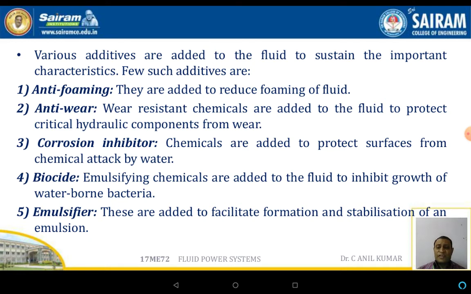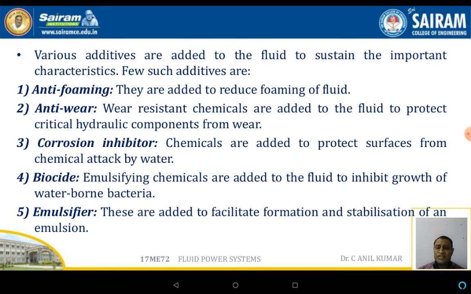As you know, the fluid we use in the system will be under high pressure, under working conditions, and in circulatory motion in a closed loop system. As the oil starts moving, there is a chance of foams forming. These foams should be removed or minimized, and if air bubbles start entering the system, the efficiency of the system automatically comes down. The anti-wear, wear resistance chemicals are added to the fluid to protect the critical hydraulic components from wear.